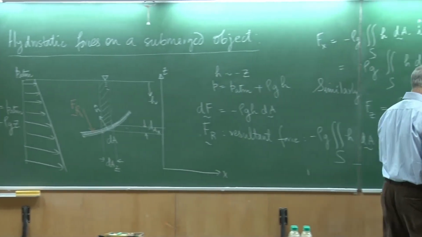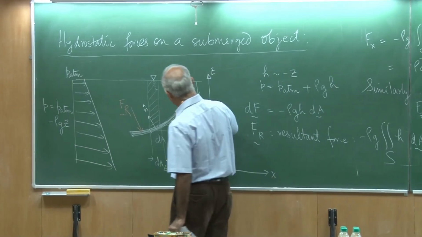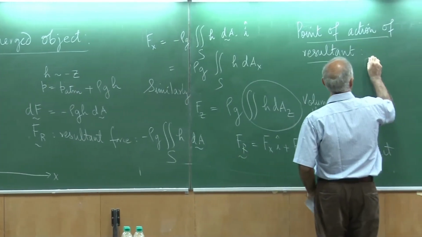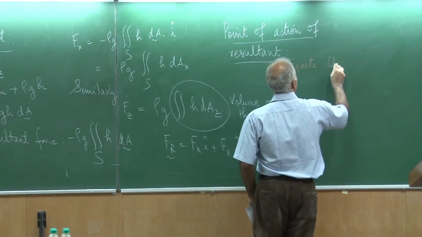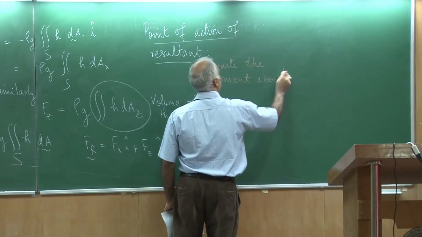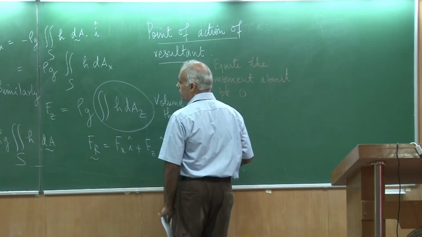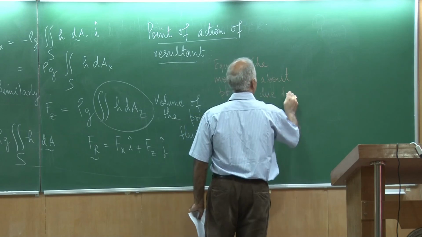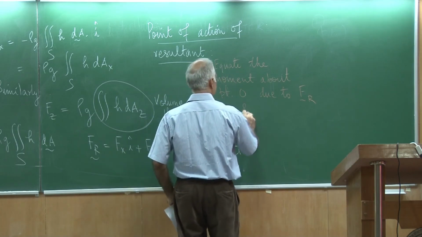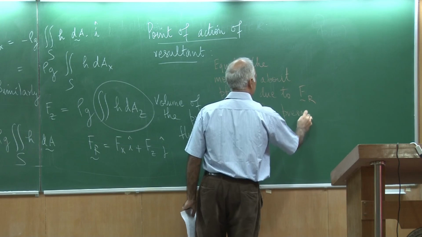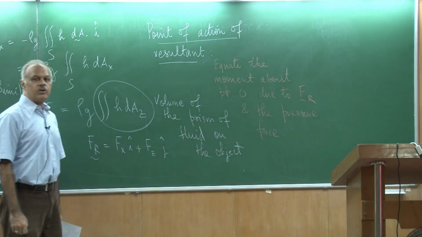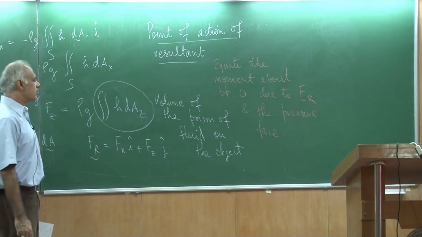So, I should be able to, for example, take, let us say, this point O and then equate the moment about point O due to the resultant force and the pressure force, pretty much like what you do for the center of gravity. So, that here would be known as the center of pressure.